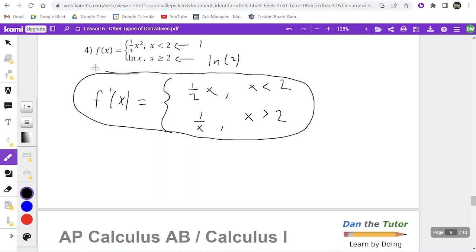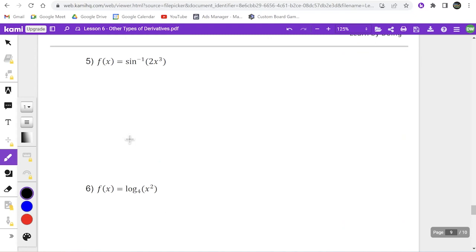Okay, then let's continue. Number 5 is an interesting one because it's the arcsine function. So first, I'm just going to save you the trouble so you don't have to look back at your notes. If you have the arcsine of x, then the derivative of that is 1 over the square root of 1 minus x squared. Now the problem is we don't have x. We have 2x cubed. So what am I going to do?